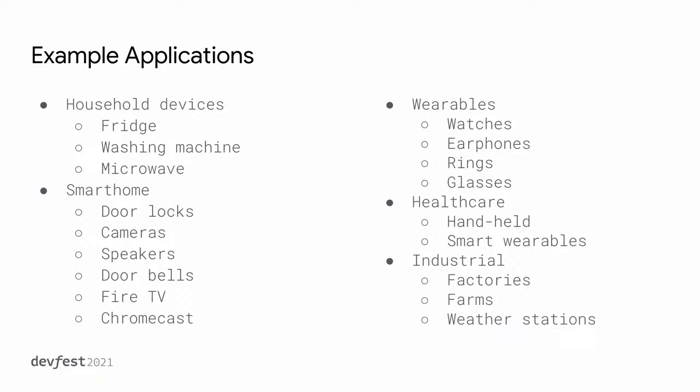You also have wearable devices. So examples of these are smartwatches, headphones, or earpieces that are smart. We have smart rings, and we have eyeglasses. Within healthcare, you have devices that are either handheld or wearables that help with monitoring the health status of individuals. And you also have industrial applications of microcontrollers. Now, all of these things we have up on the screen are not exhaustive. They're just examples to give you an idea of where you might find microcontrollers out in the wild.